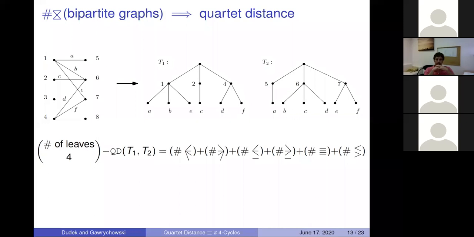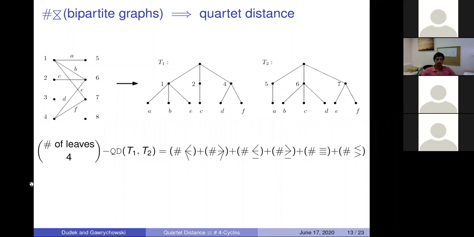And this allows us to reduce counting 4 cycles in a bipartite graph to computing the quartet distance. So it's one side of the reductions. As a consequence, we will say that computing the quartet distance cannot be too easy, okay? Because you can use it to count cycles in a bipartite graph, and this can be used to count cycles in an arbitrary graph by this first reduction.